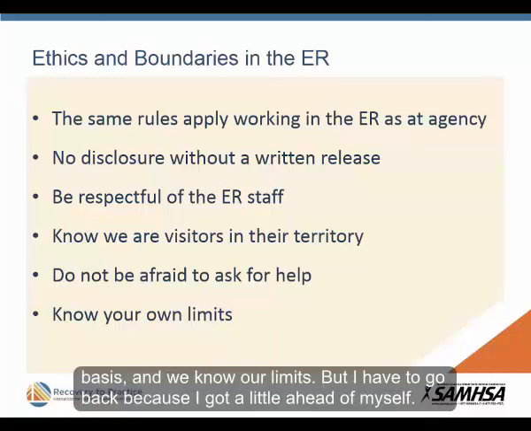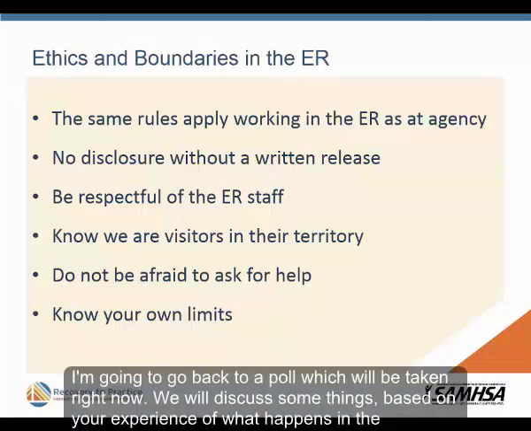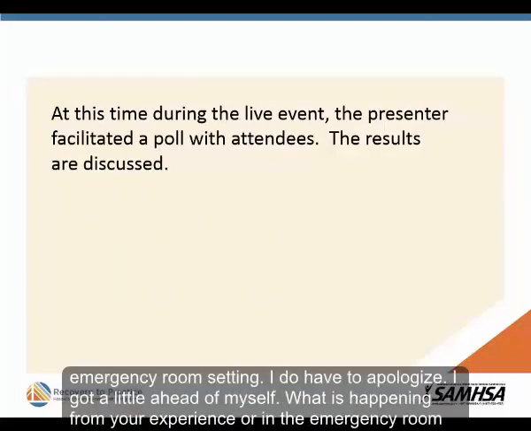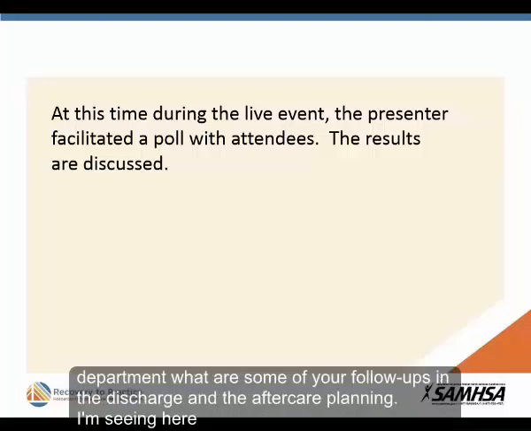But I have to go back because actually I got a little ahead of myself. So we're going to go back to a poll. We actually have a poll that's going to be taken right now, and we're going to discuss some of the things based on your experience of what happens in the emergency room setting. I do have to apologize. What are some of your follow-up after discharge or aftercare planning?